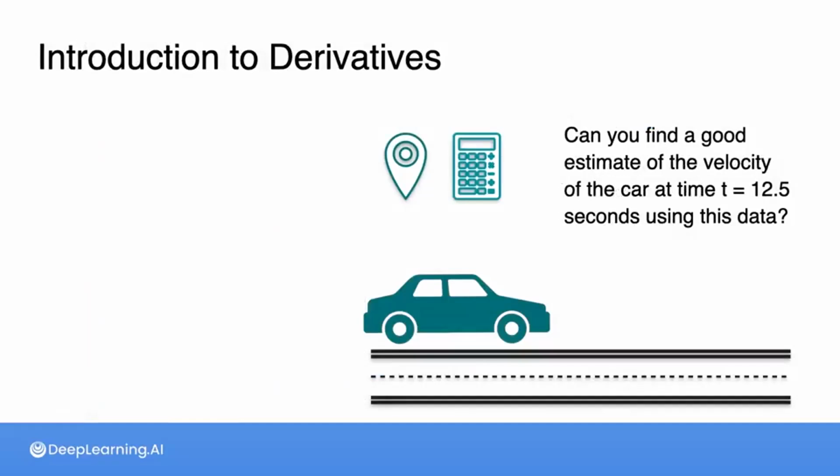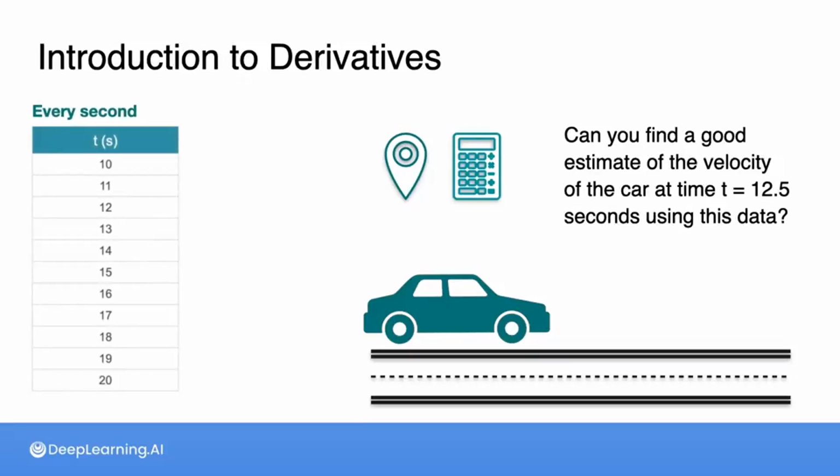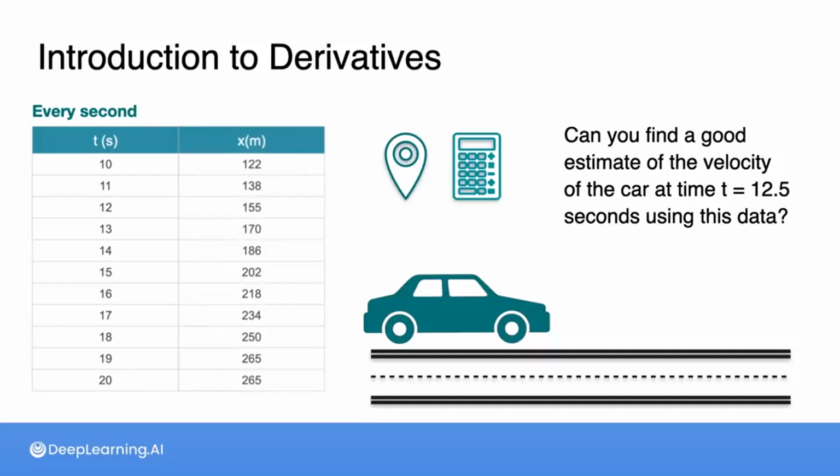Now, while the average velocity between 10 to 15 seconds was a good estimate for the velocity at t equals 12.5 seconds, could we do better? Well, yes, we can if we had more data about the distances at times close to t equals 12.5 seconds. And so let's say that we take more refined measurements, one every second, and here you have a lot more data about the distances you traveled every second, from time t equals 10 all the way to t equals 20. And the data is shown in this table over here.